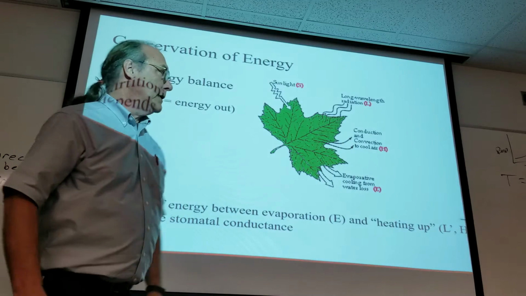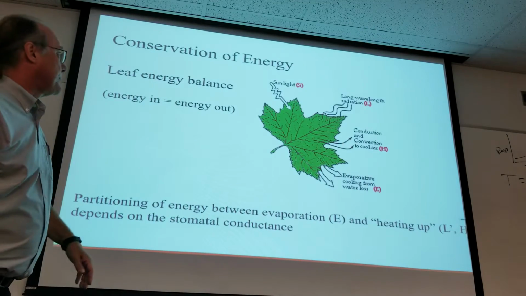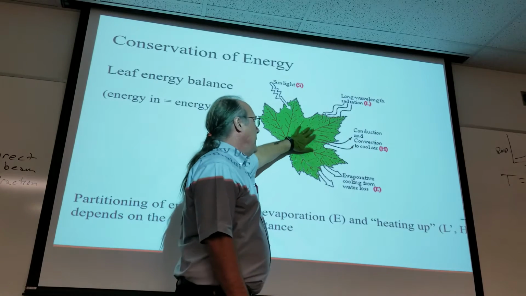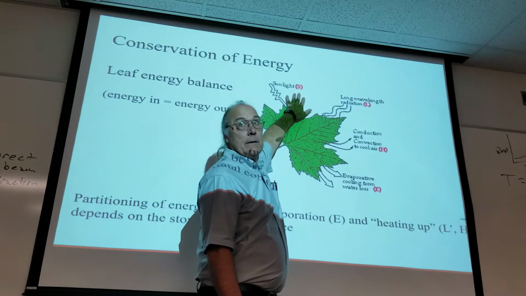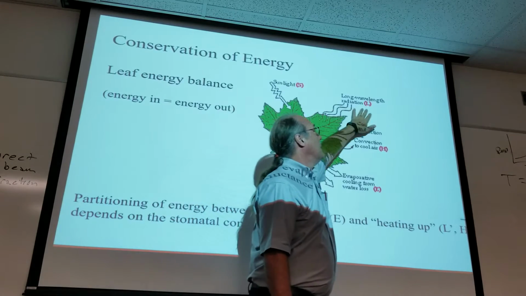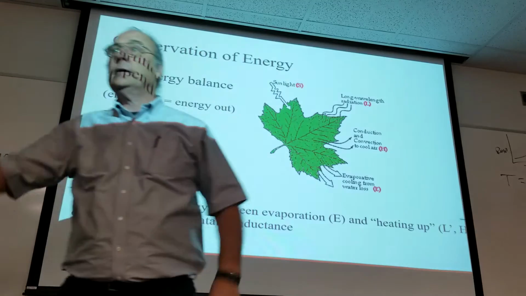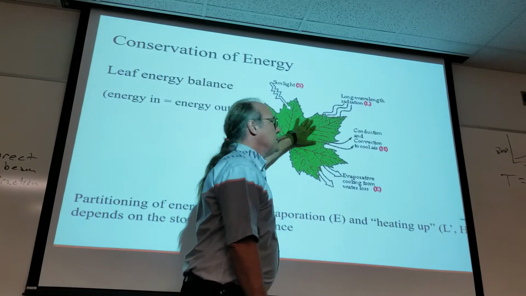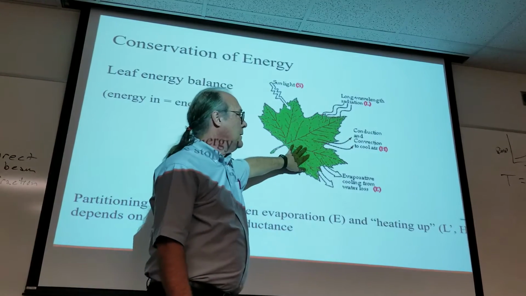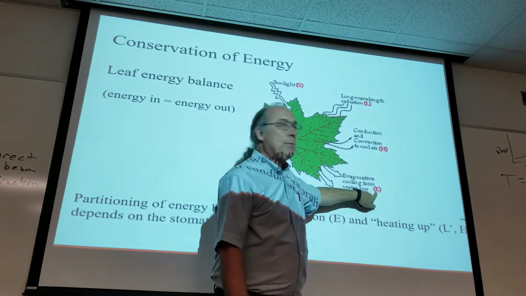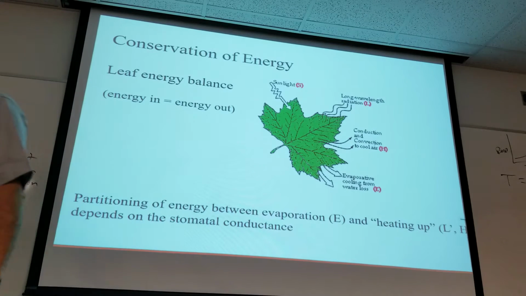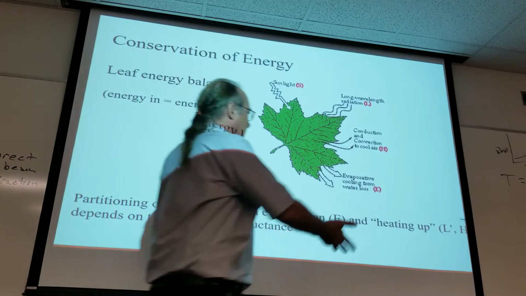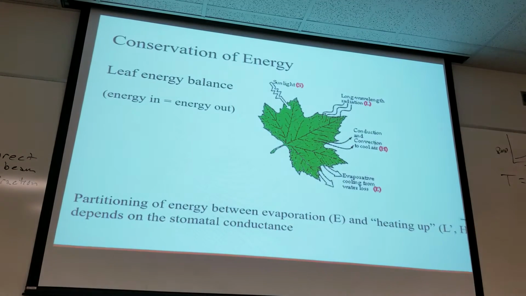Leaving this leaf in whatever form. And the major sources of energy for a leaf are shorter wavelength energy from sunlight and longer wavelength energy, say, from the sky and the surroundings. The major uses of energy by this leaf are either evaporating water or heating itself up relative to its surroundings. So latent heat flux, sensible heat flux. And those have to match. So we can use that.